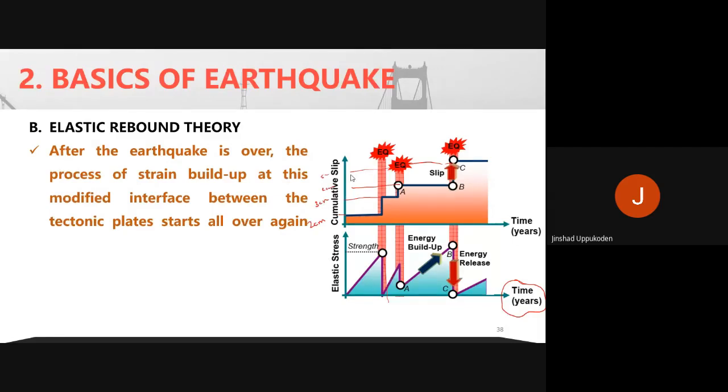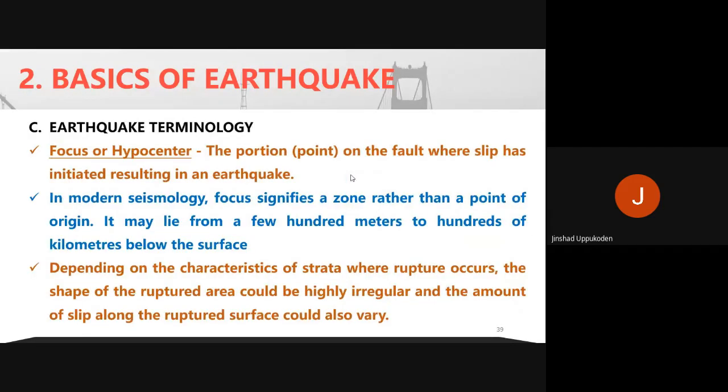So this is how the elastic energy gets accumulated and released at one instant of time. Now, what are the different terminologies which we use in an earthquake? I think you must have already studied this, so I'm not going into much detail. One is the focus or hypocenter. The portion where the fault or the slip has caused the earthquake is called the focus or the hypocenter.